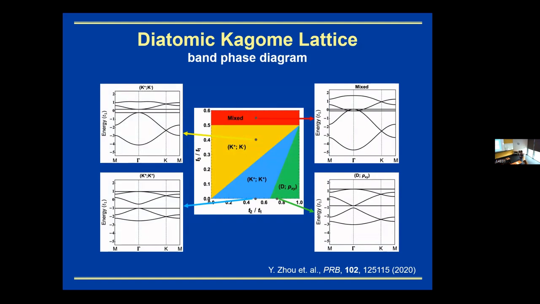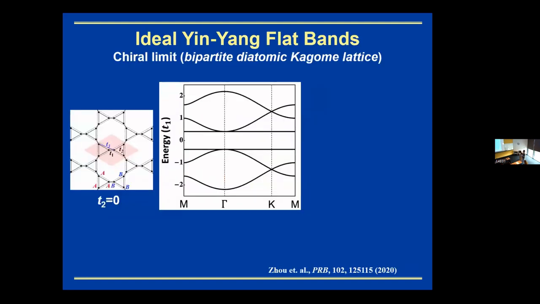So that's cool. So actually, this ideal flat band can be formed at a so-called chiral limit, which, as I mentioned, is where chiral symmetry is guaranteed by a bipartite lattice, just like a graphene lattice. And so in this case, I will have a bipartite diatomic Kagome lattice, which means that I have to eliminate all the intra-lattice hopping and allow only inter-lattice hopping. In this case, it will only allow AB hopping, but not allow AA and BB hopping, which is T2.